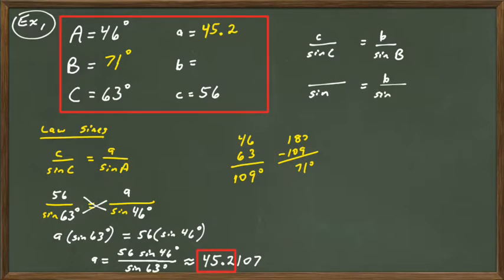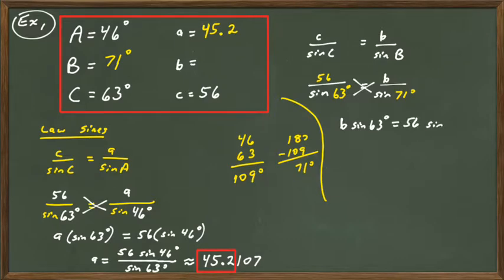What is side C? 56. What is angle C? 63 degrees. Side B is what I'm looking for, and the angle B is 71 degrees. Again, two fractions equal to each other, you could cross multiply. It's called a proportion. B times the sine of 63 degrees equals 56 times the sine of 71 degrees.